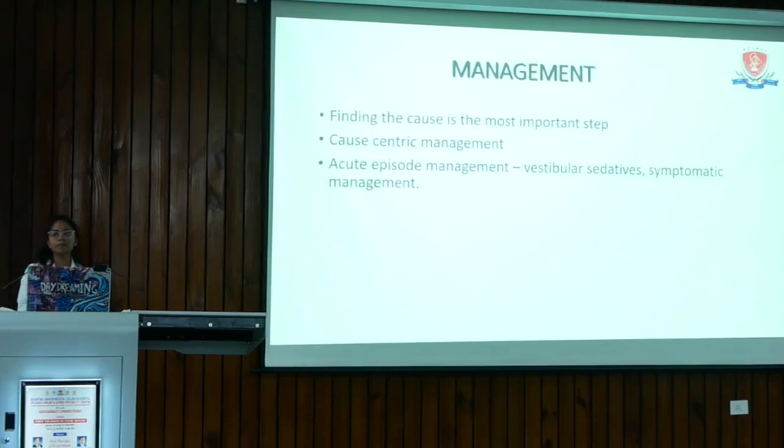Then how to manage the patient with vertigo? It's simply by treating the cause that leads to the vertigo, so we go for a cause-centric management. To manage an acute episode, we give vestibular sedatives.